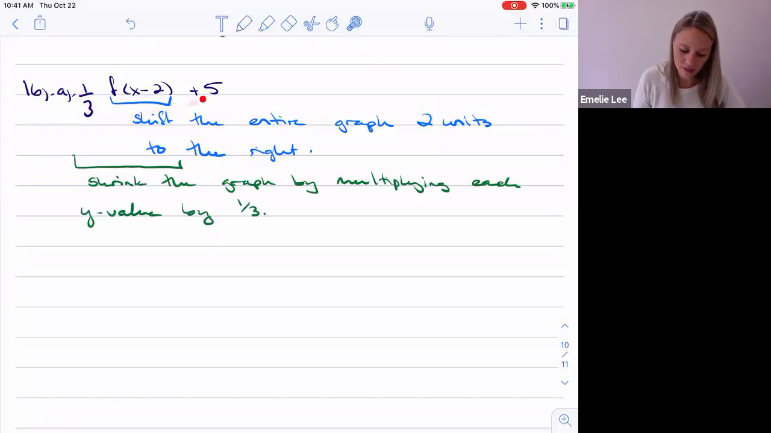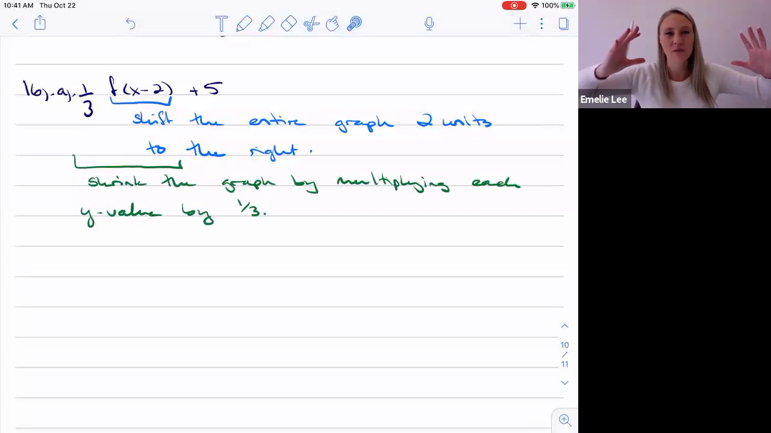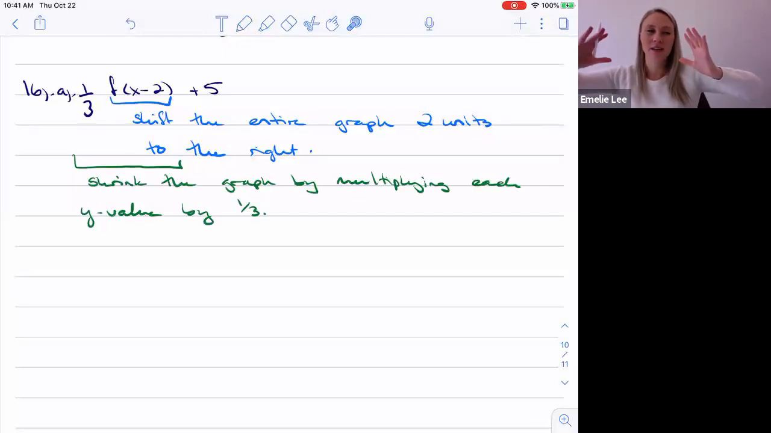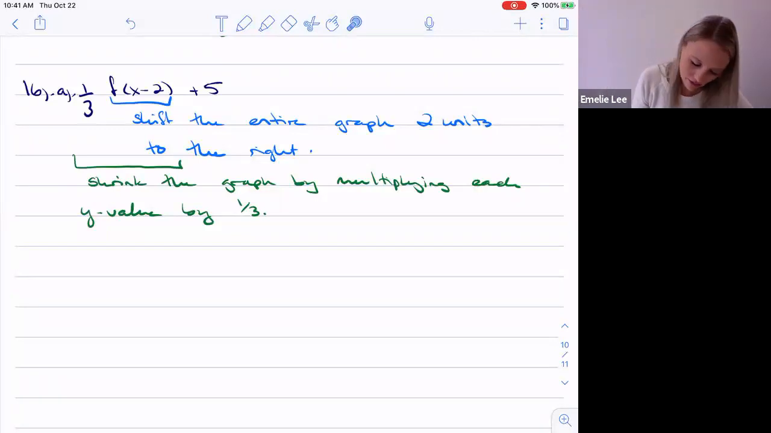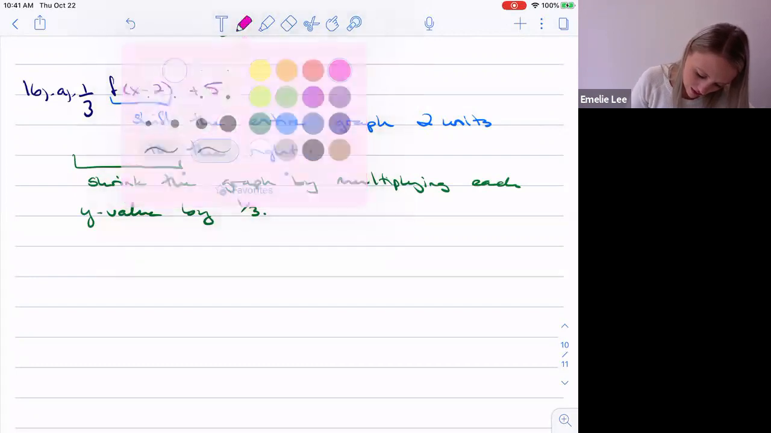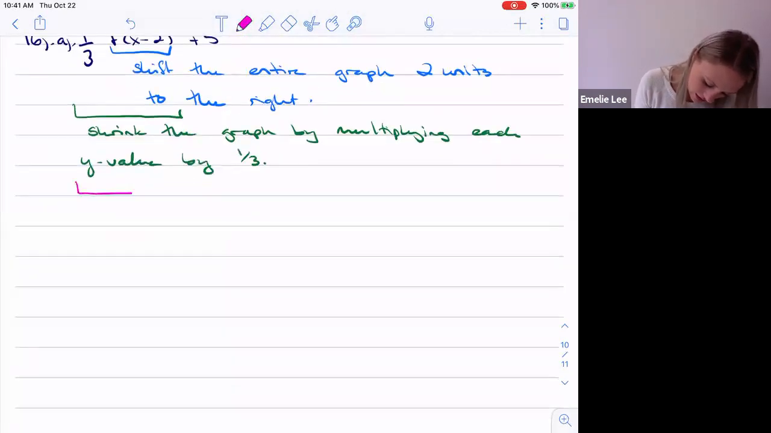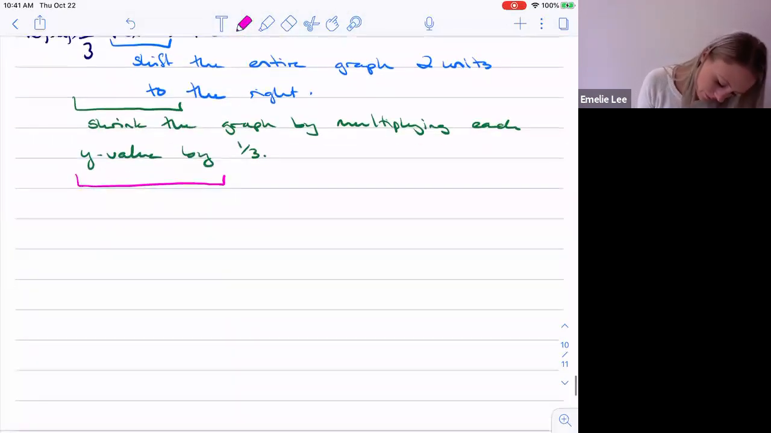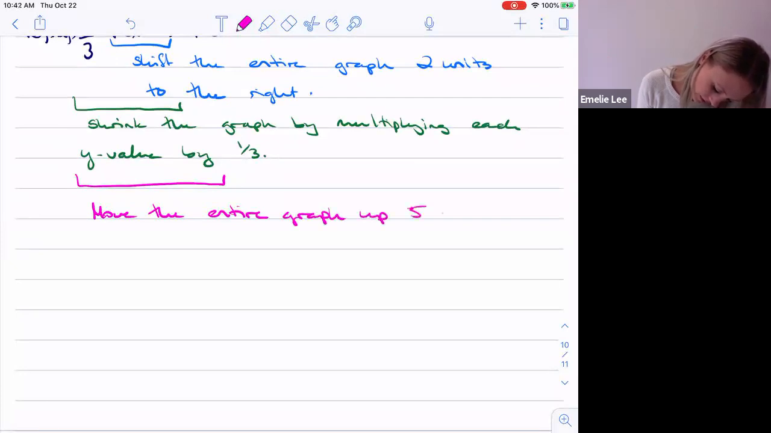And then to this whole function, we're adding 5. So that means that I've shifted things to the right, and then I've shrunk them, and now I'm going to shift them up, right? Pretty big changes in this function, move the entire graph up 5 units.